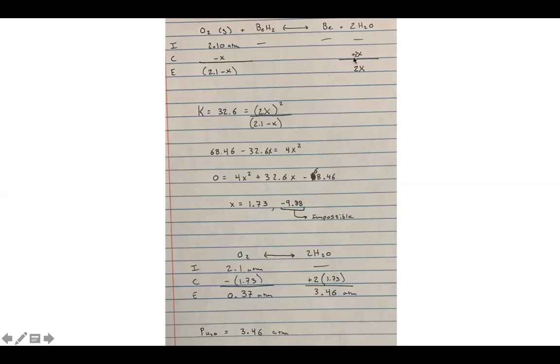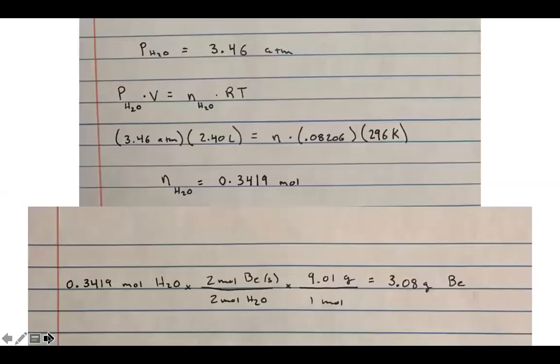And from here, we can substitute this value in for x and find that at equilibrium, our pressure of oxygen is 0.37 atmospheres, and our pressure of water is 3.46 atmospheres. Okay. Now that we have the pressure of water, we can use our ideal gas law to solve for moles of water, and then they ask for grams of beryllium synthesized during this. We just do the moles of water, use our balanced chemical equation to convert to moles of beryllium, and then the molar mass of beryllium to solve for grams.